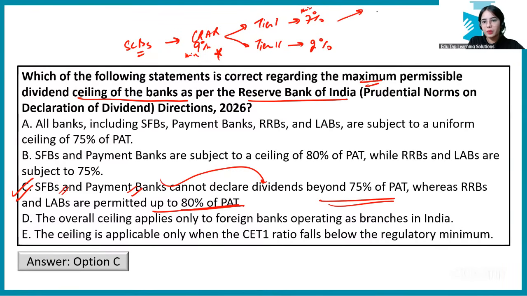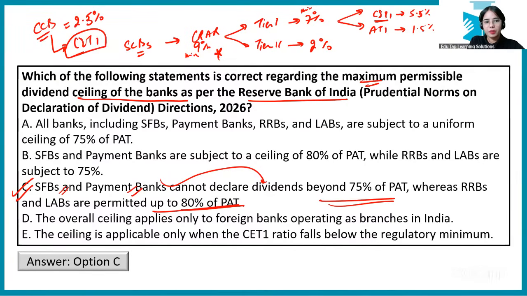And in the tier 1 capital, there is common equity tier 1 capital, that is the most liquid capital, that is 5.5%. And the additional tier 1 capital is 1.5%. And the capital conservation buffer, CCB, is 2.5%. And this usually has to be kept in the form of common equity tier 1 capital. Chalo, this is it. ठीक है आप?